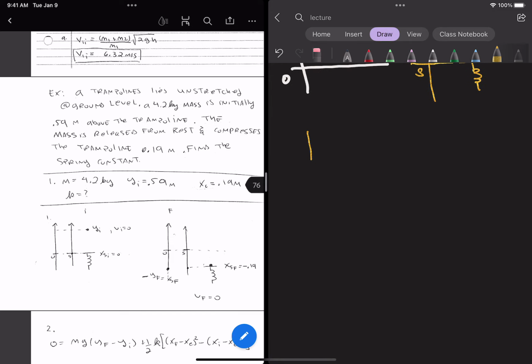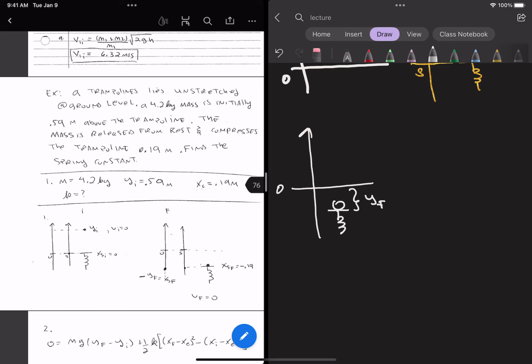Going back to the coordinate system for the mass, for the y-axis, this is still the ground level. Now the mass lands on the spring and compresses it down to a distance of y final. We'll just leave it as y final for now. But notice that this is the origin here, and this is below the origin, so I'm going to make this a negative. And similarly, this is the final state for the spring in the spring coordinate system.